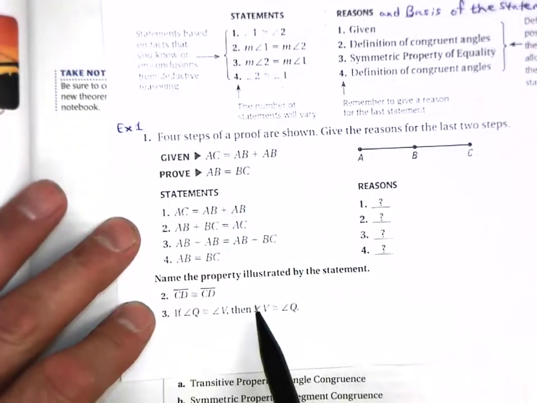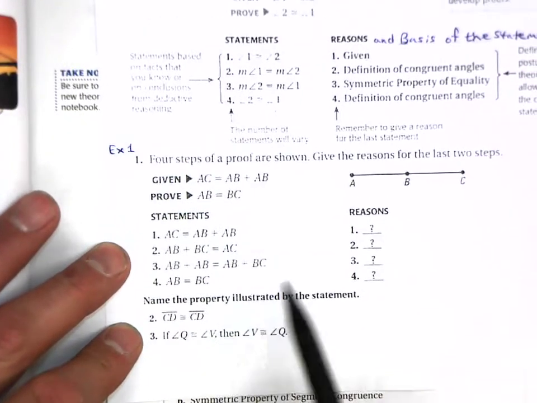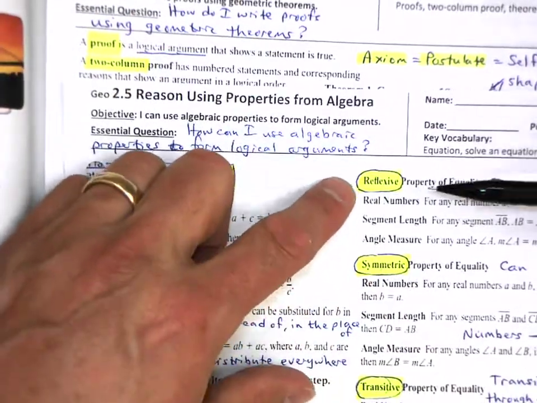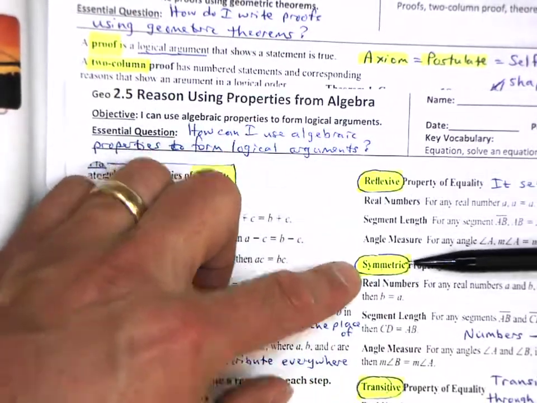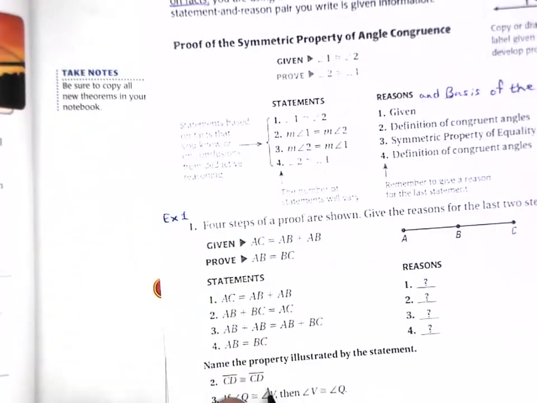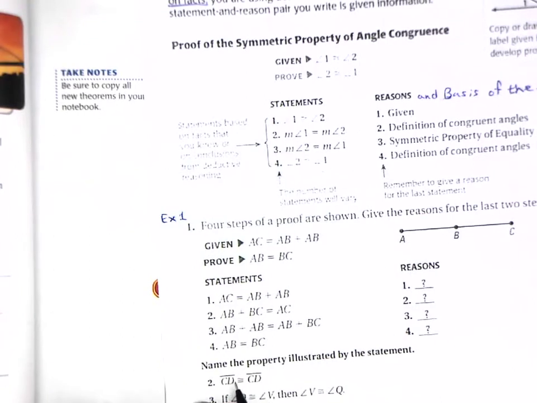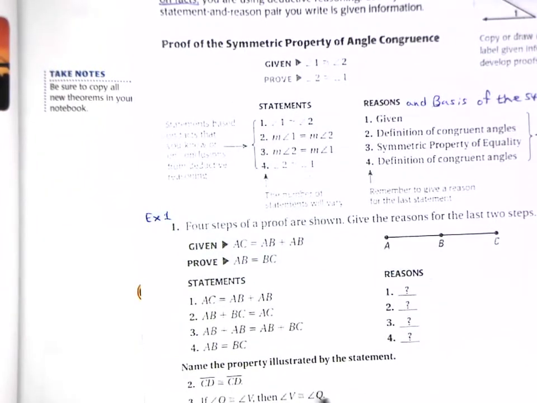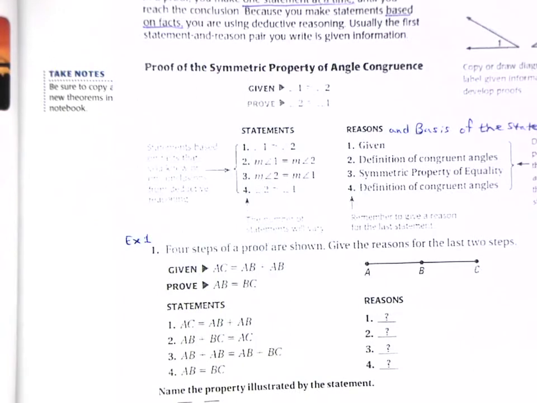And you will need to tell me which of the three. So you're going back to the back side of your notes there, or the front of your notes. Is it the reflexive or symmetric or transitive property that is being used to be able to say that segment CD is congruent to segment CD? Which of those three properties is it? And then for this one, which of those three properties is that?